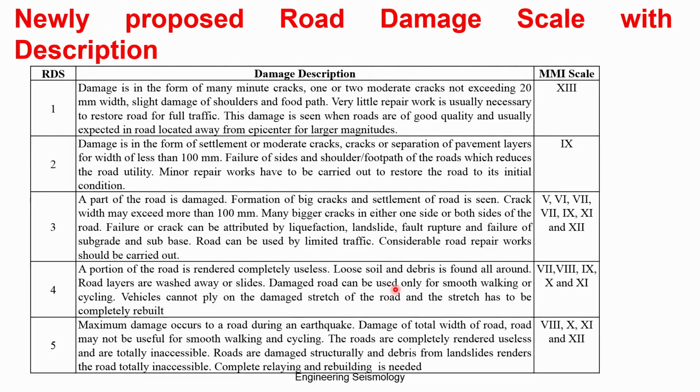So RDS 1 is actually a very light damage, where the road can be used immediately, with a slight cleaning and then doing a small repair work. So RDS 5 is the extreme level, where you cannot use that road at all, it is completely blocked.